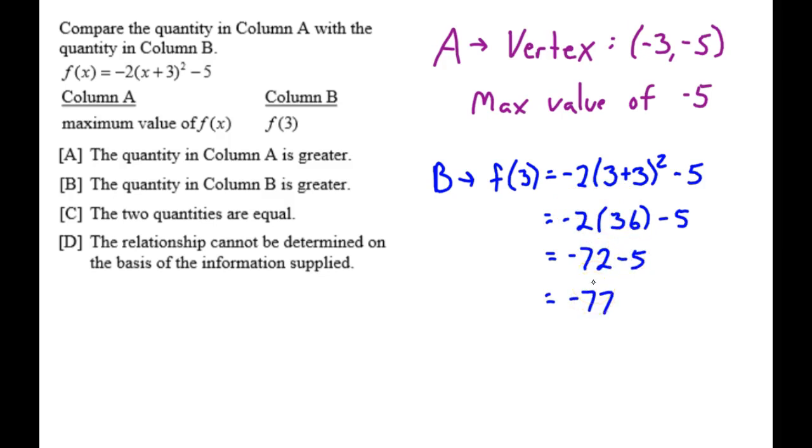So now I'm comparing these two values. Which one is greater? Well, this is where you have to understand negative values. A negative value of -5 is actually greater than -77. So the value in column A is greater than the value in column B.